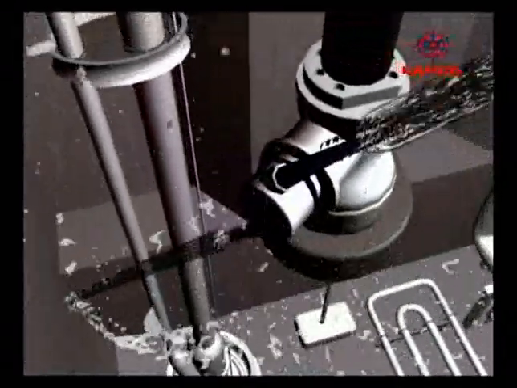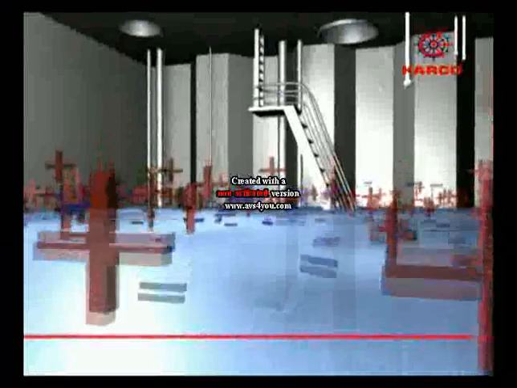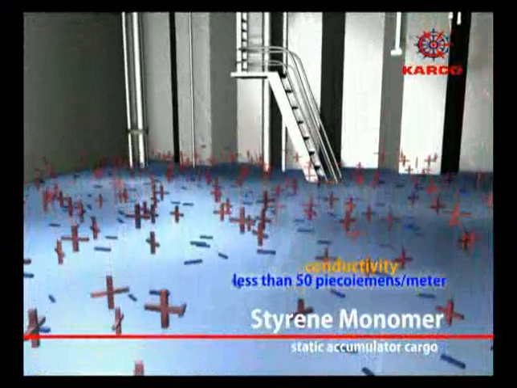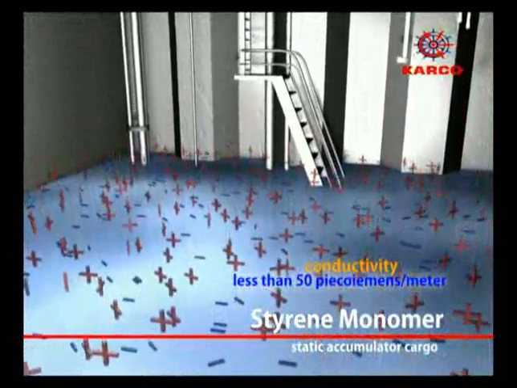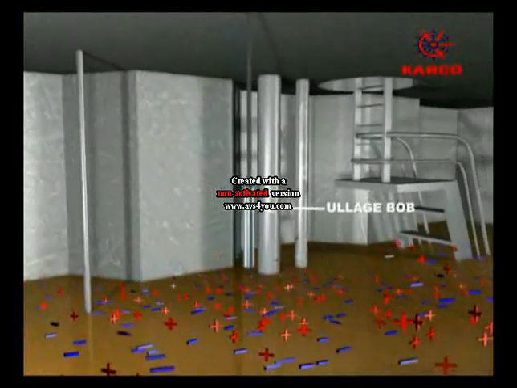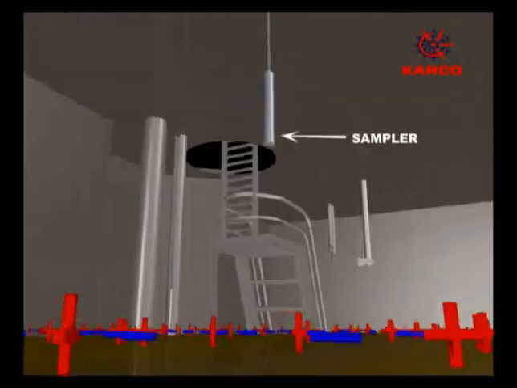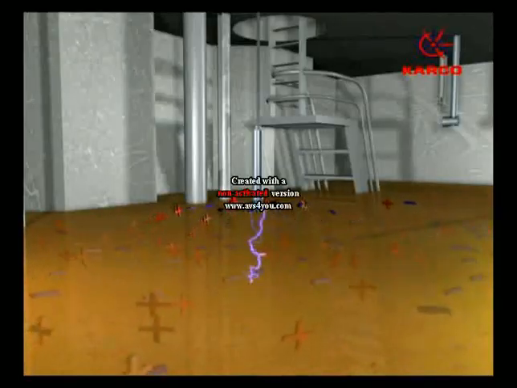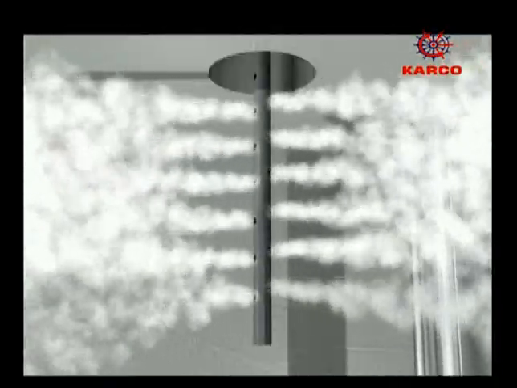Static accumulator cargoes, such as kerosene or styrene monomer, do not allow the accumulated charge to be earthed rapidly. Hence, any introduction of metallic objects, such as a sounding bob or sampler, could lead to a static discharge. When steam is introduced into a tank, this leads to a rapid accumulation of static charge at the discharge nozzle or hose.